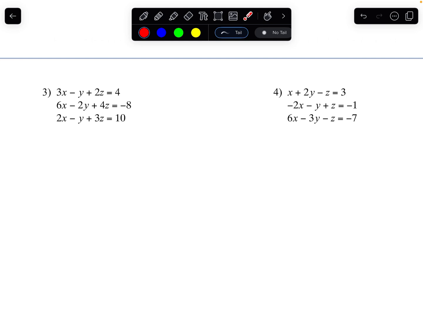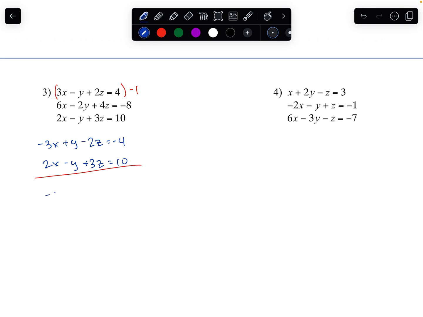Okay, so let's go with that. I'm going to multiply this by -1. That way it makes this y positive, and I can add it with that one right there. So -3x plus y minus 2z equal to -4. And I'm going to add that with 2x minus y plus 3z equal to 10. So multiplying this by -1, and I'm adding it with this one right here to get rid of y.